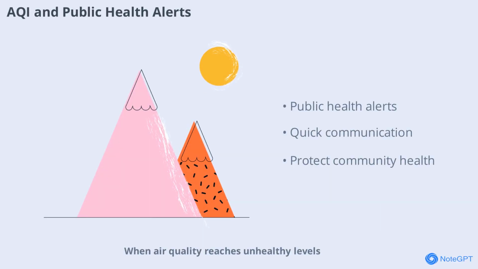When air quality reaches unhealthy levels, public health agencies issue alerts to warn the public. These alerts may include recommendations to stay indoors, avoid strenuous activities, or use air purifiers. The AQI system makes it easy to communicate these warnings quickly and clearly, helping people take action to protect their health. Public health alerts are especially important during events like wildfires or industrial accidents.